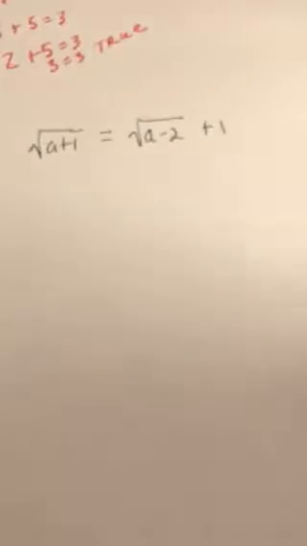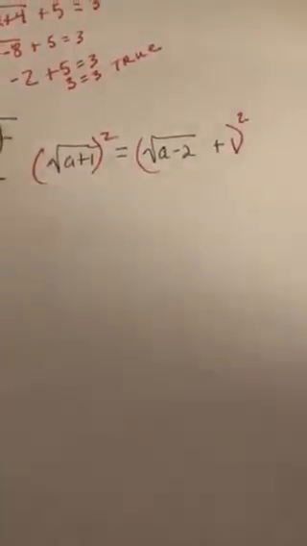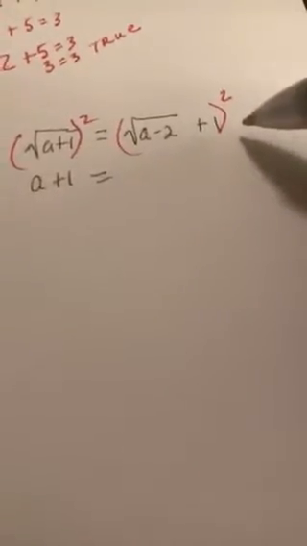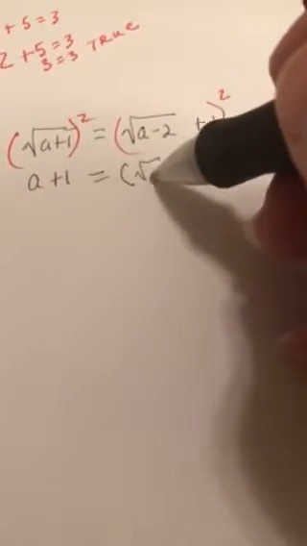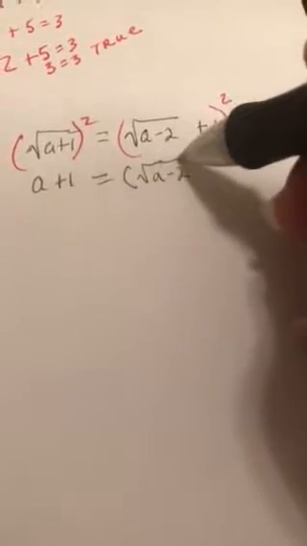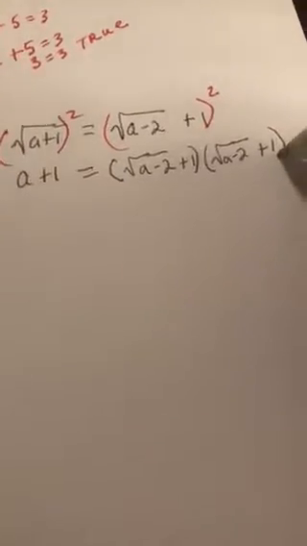We do have a radical by itself right now, so that's good news. Now we're going to square both sides of the problem. And it is going to take a little bit more work here. When you square this side, you do get a plus 1. But on the other side, we have to FOIL this. So we're really going to have square root of a minus 2 plus 1 times the square root of a minus 2 plus 1.